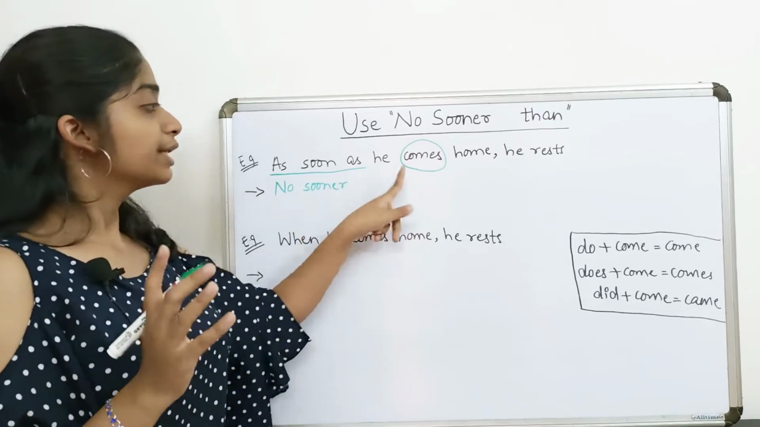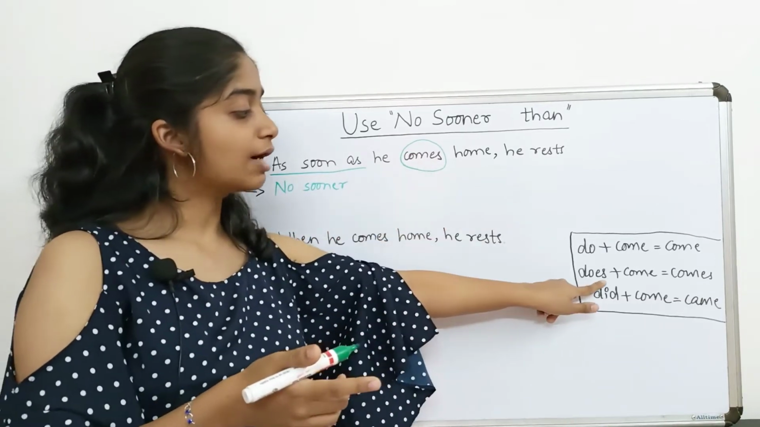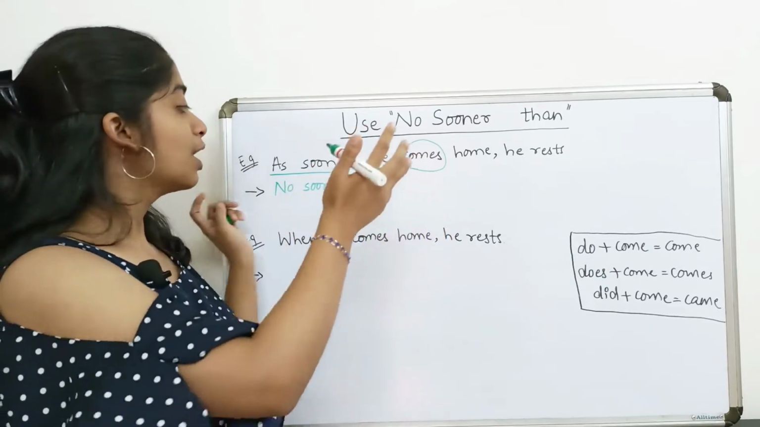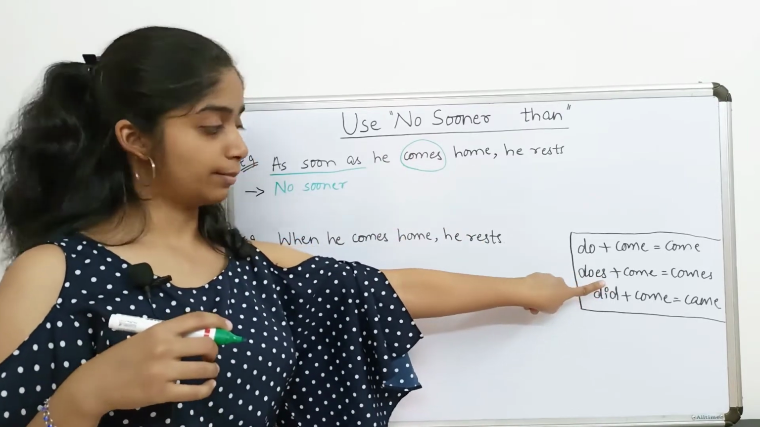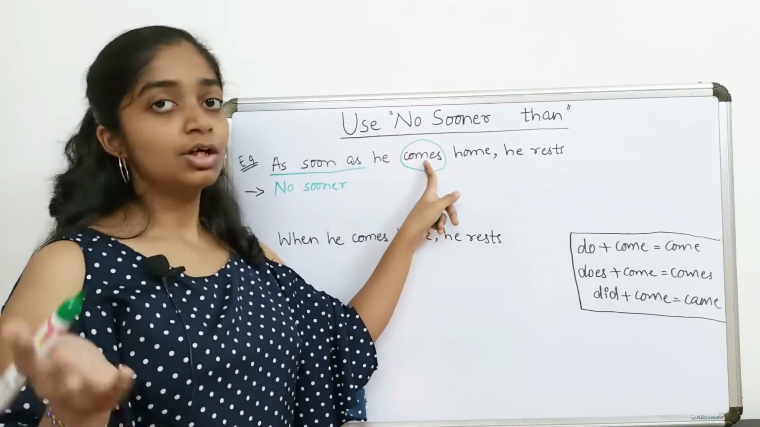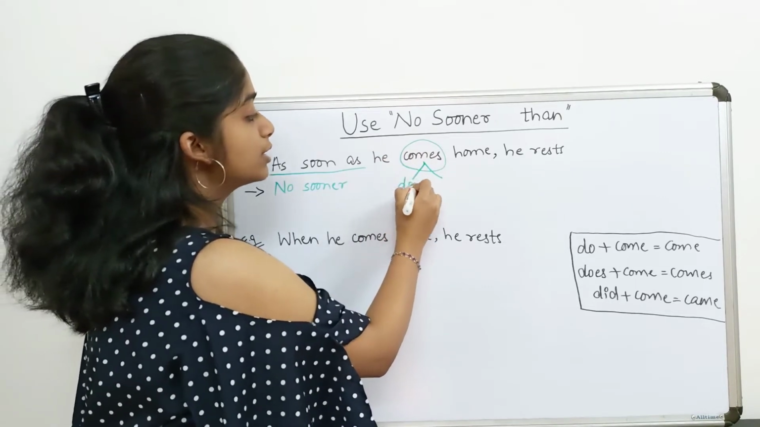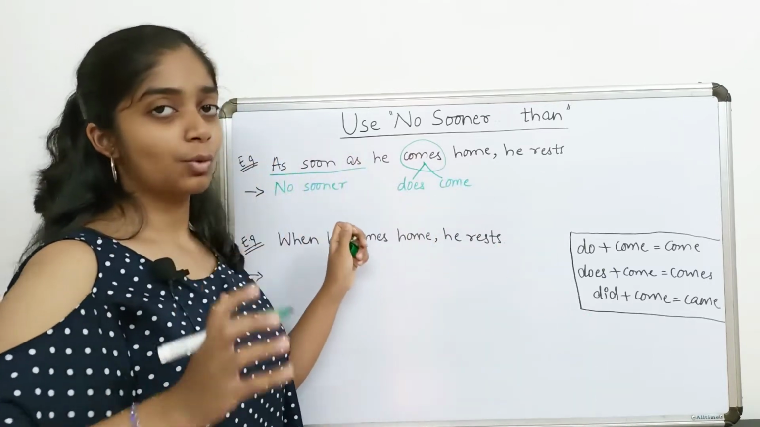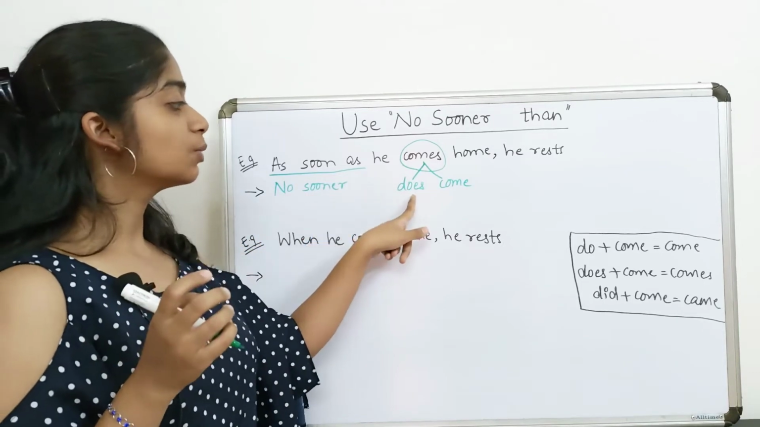Okay, so here we have the word comes. There is an S at the end. So we have the second rule into this sentence. We have to use the second rule. How are we going to use it? Does plus come equals to comes. But this comes is already there in our given sentence. What we have to do is we have to split it into does and come. These two words. Okay. So, after no sooner, we have to use the word does.